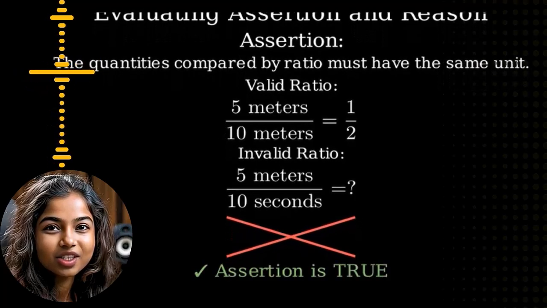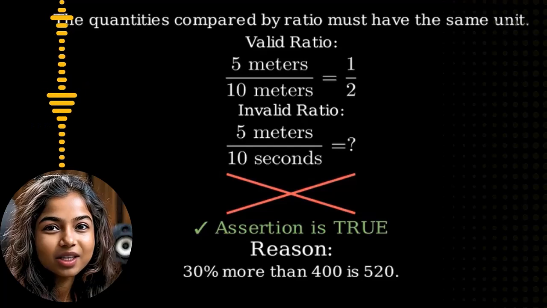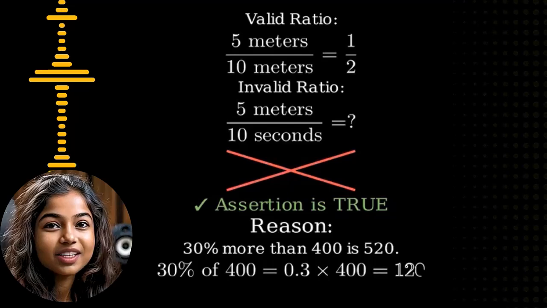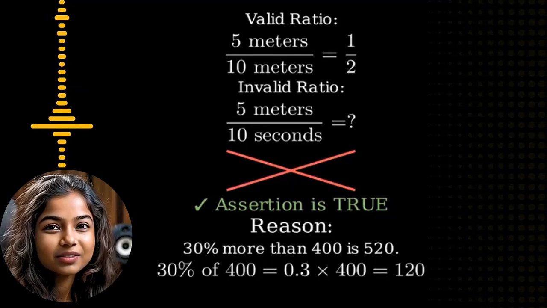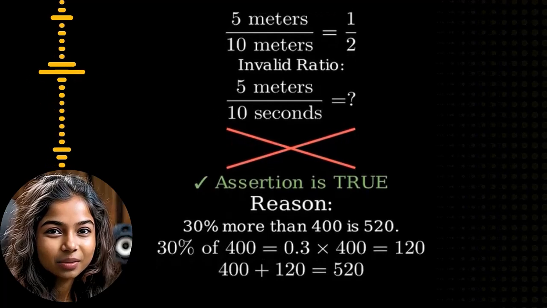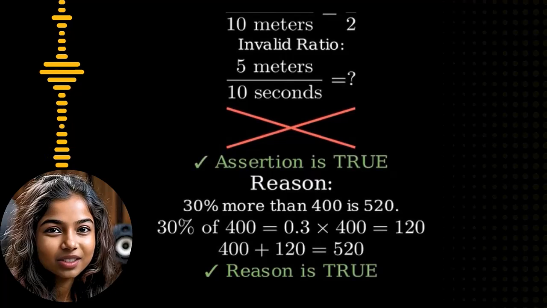Now, let's examine the reason. 30% more than 400 is 520. Let's verify this calculation step by step. First, 30% of 400 is 0.3 times 400, which equals 120. Then we add this to the original 400, giving us 520. Therefore, the reason is also true.